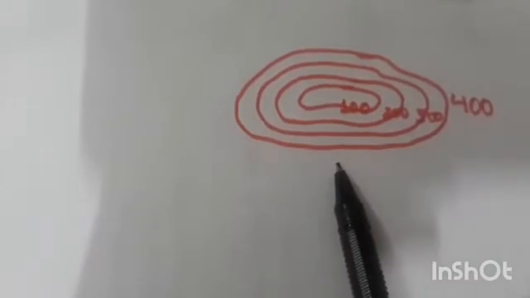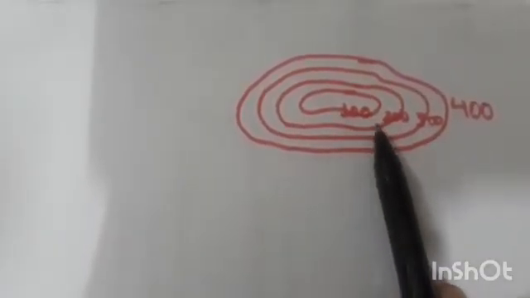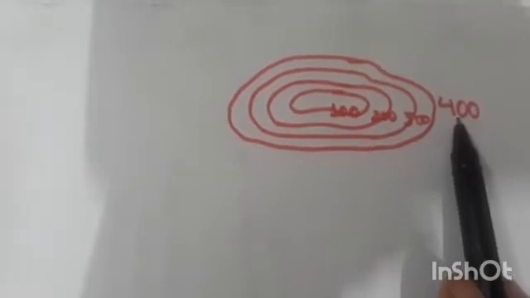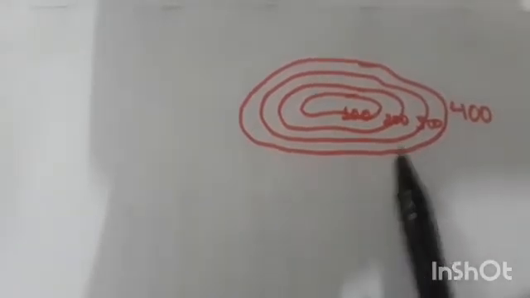So I want everybody to be with their notebook and just note down this figure. Write down here 100, 200, 300, 400. These are in meters, right? Contour heights are in meters. Okay, so with the help of these contour heights and contour lines, we are going to find out the physical feature present there.